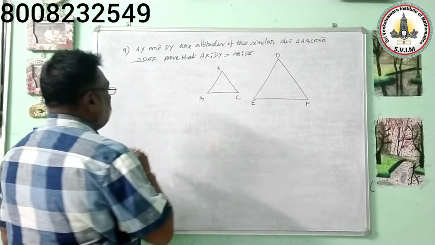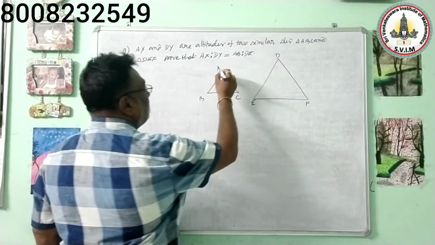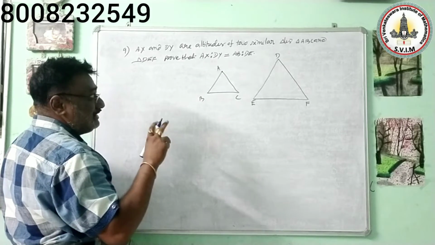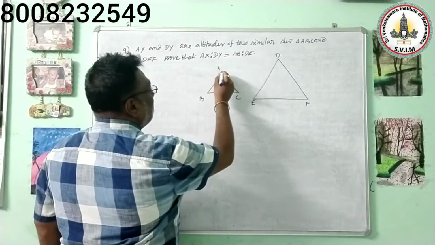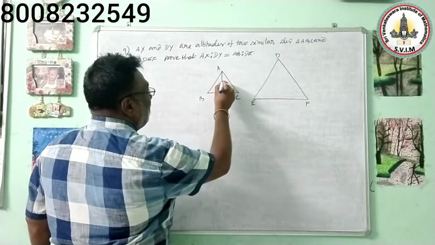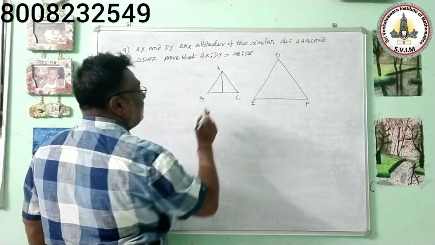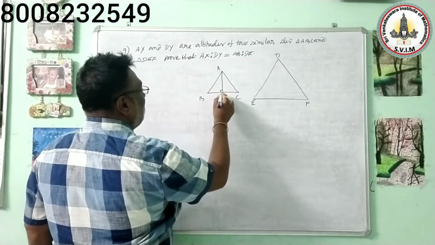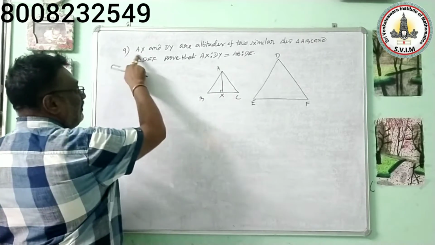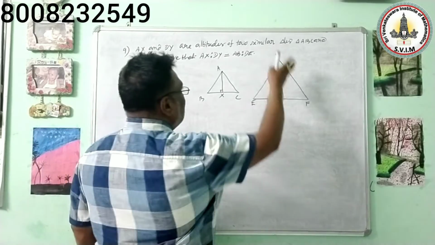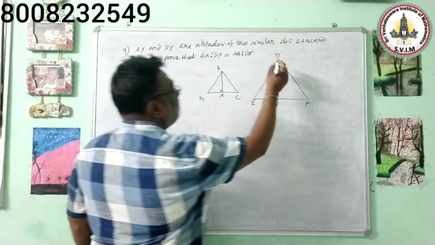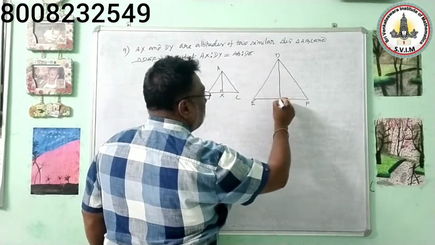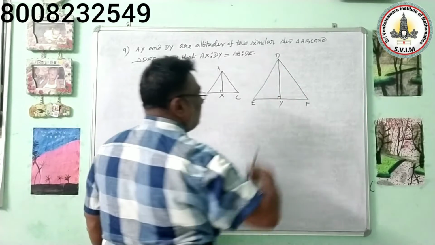Okay, so AX, that means from this vertex you need to consider one line segment AX, that is the altitude of triangle ABC. So altitude means you need to construct a perpendicular. Automatically it will fall on the side BC. So that is nothing but AX, in that way as given in the problem. Next, in this triangle DY also you need to consider in that same way as its altitude. So altitude means that is perpendicular. So this is DY.